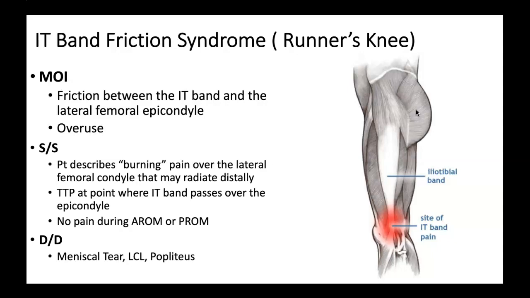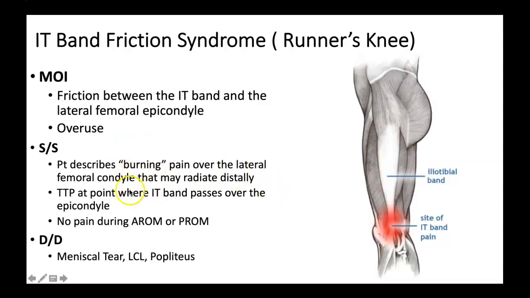IT band friction syndrome, or runner's knee, is friction of the IT band as it crosses over the lateral femoral epicondyle. Now, remember we said that the IT band is both a knee flexor and a knee extensor. And so that's why we can see a lot of friction happening. So most often IT band syndrome is going to be caused by the repeated rubbing back and forth of the IT band as it crosses over the epicondyle, and most often that's going to be as a result of overuse. Typically, we'll see this in our running sports most often.